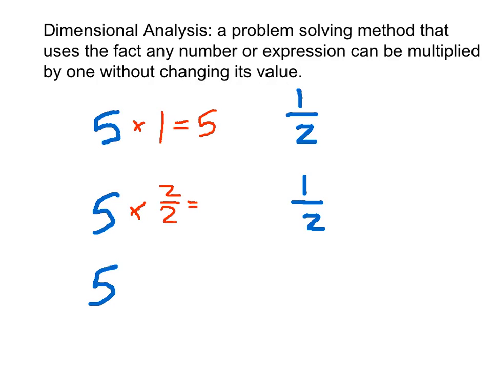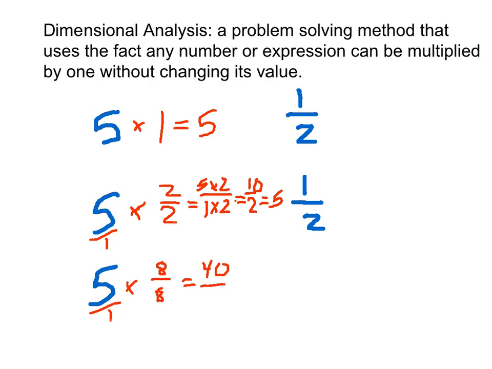So if we multiplied, let's first rewrite 5. I know a lot of people look at 5 times 2 over 2 and say, I don't know how to do that. Just write 5 over 1. Up top, we're going to have 5 times 2. Down below, we're going to have 1 times 2. This is the same thing as 10 over 2, which is 5. So notice we multiplied by something that, although it didn't look like 1, it was 1. And the last example here, let's just do 8 over 8. Up top, we'll have 40. Down below, we'll have 8. We're going to have 5.